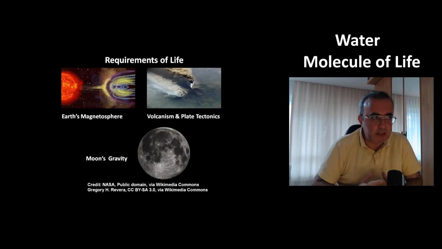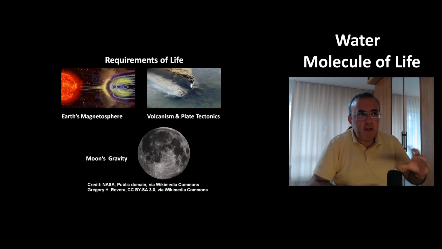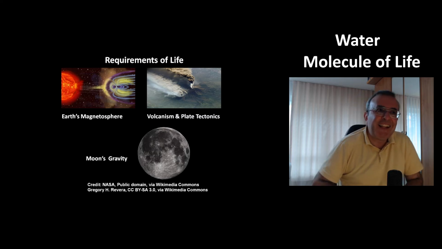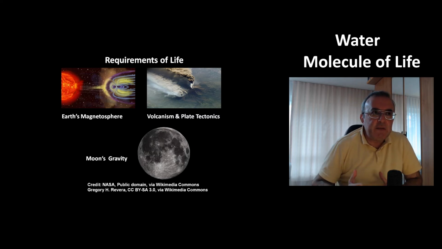Here are more requirements of life, more essential phenomena that enable life. First is Earth's magnetosphere. It protects the Earth's atmosphere from the charged particles of the sun. This magnetic shield is not perfect. The Earth still loses a little bit of atmosphere to space, but it's insignificant. And another factor is volcanism and plate tectonics. These mechanisms provide essential minerals from inner Earth to the surface, and this is a big spark for life and a big advantage.